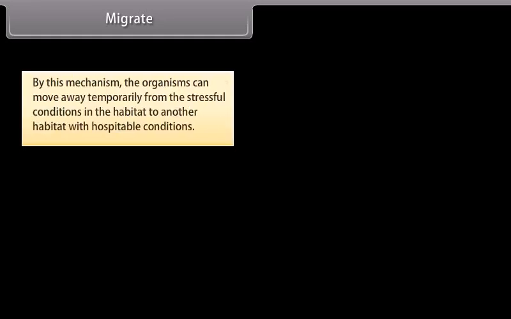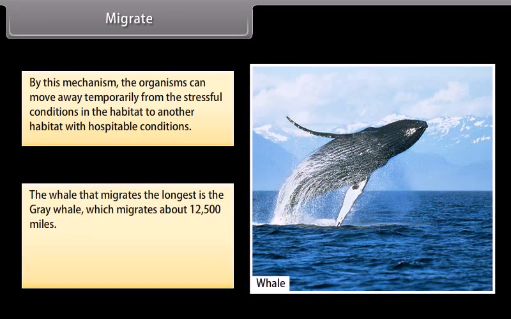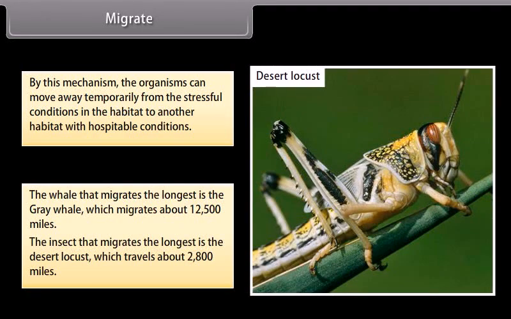Migrate. By this mechanism, the organisms can move away temporarily from the stressful conditions in the habitat to another habitat with hospitable conditions. The whale that migrates the longest is the grey whale, which migrates about 12,500 miles. The insect that migrates the longest is the desert locust, which travels about 2,800 miles.